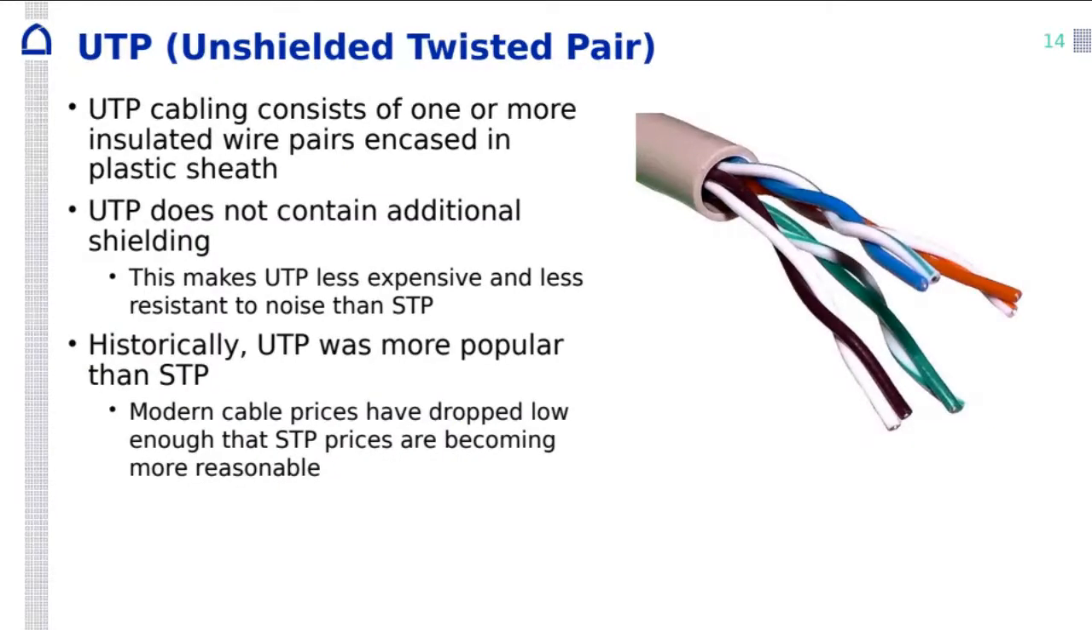But for short distances, the UTP, this is the one that we have here in the lab. It consists of one or more insulated wire pairs encased in a plastic sheath, this one. It does not have additional shielding, so it is less expensive, but it is less resistant to noise. UTP is more popular than STP. Modern cable prices have dropped low enough that STP prices are becoming more reasonable. Now more people are buying STP because it became less expensive.